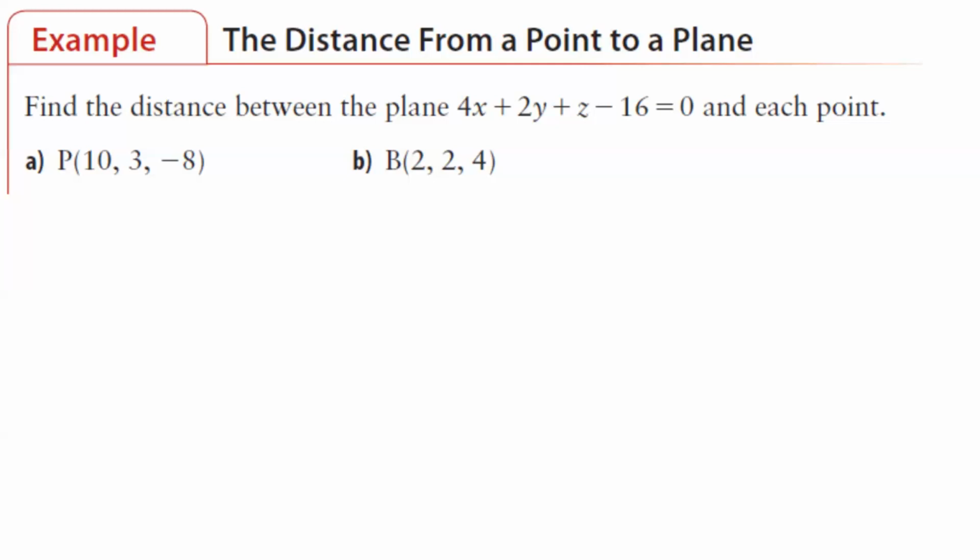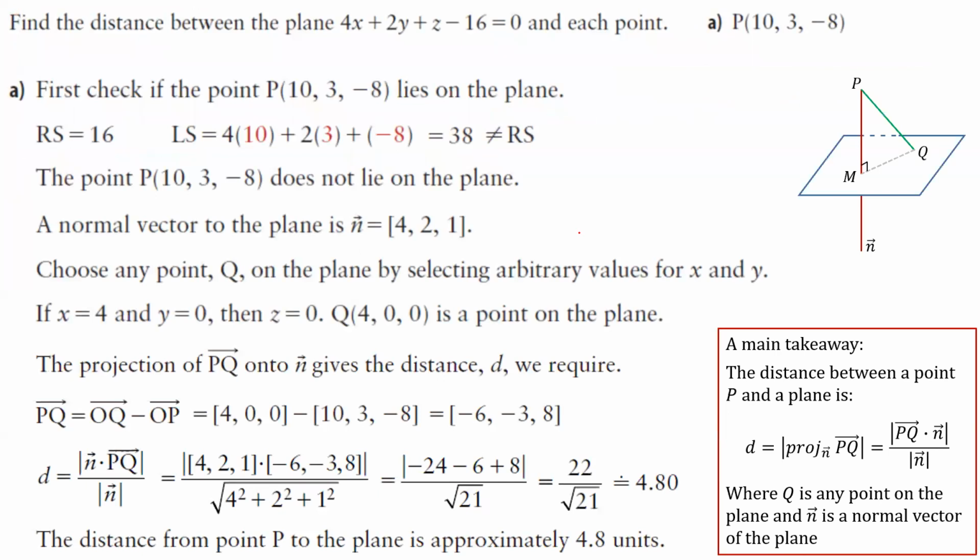Okay, have you finished? Let's have a look at the solution together. For question A, first, you can check if the point P lies on the plane or not. So substitute the coordinates of point P into the scalar equation of that plane. The right side is 16, and the left side is 38. The left side does not equal the right side. So the coordinates of point P do not satisfy the scalar equation of that plane. Therefore, the point P does not lie on the plane.